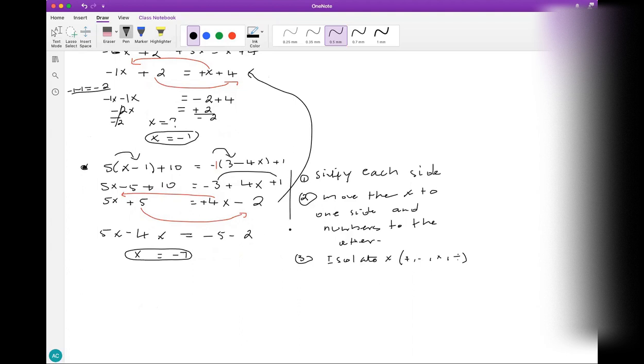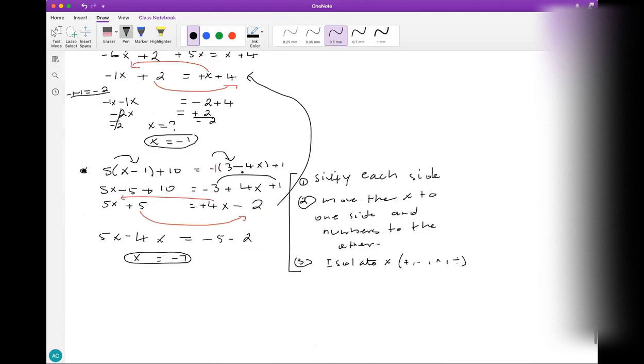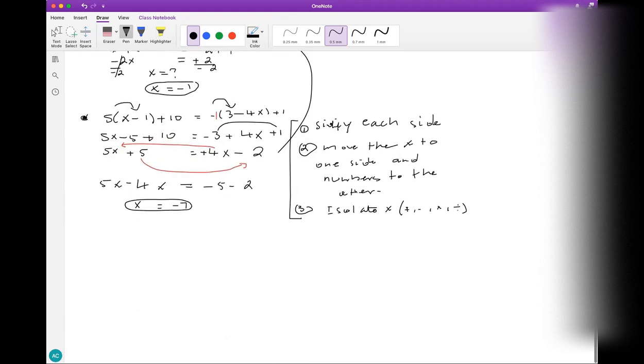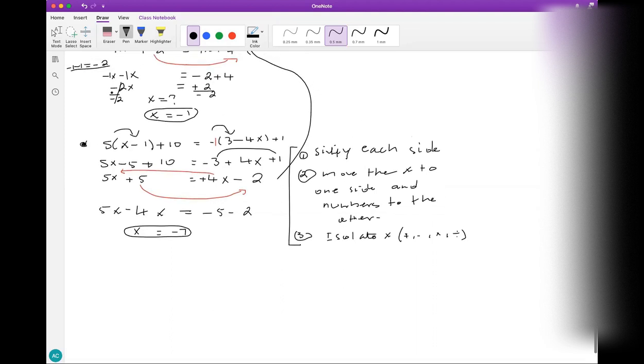Okay, so remember these three main steps. It doesn't matter how complex the equation looks, it always works this way. Work on each side first, simplify it. Then once you simplify each side completely, move your x's to one side, then numbers to the other side. After that, you may end up with x by itself. If not, you may need to divide or multiply to isolate the x.